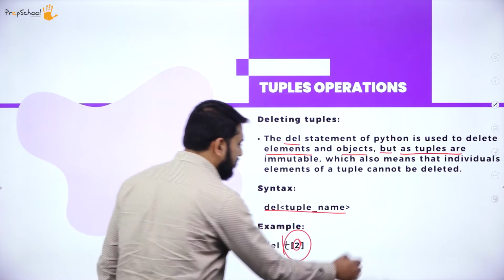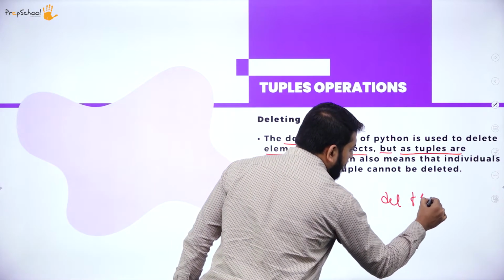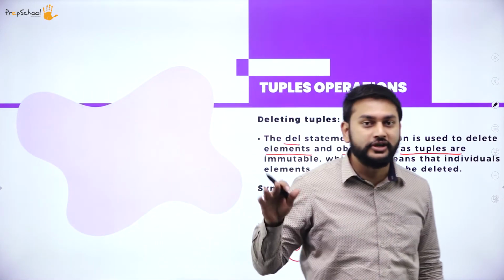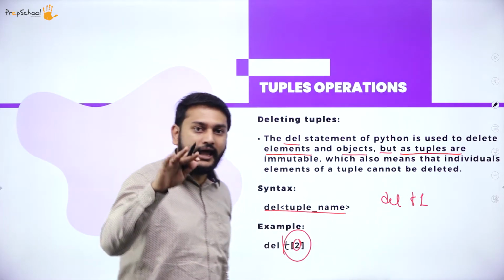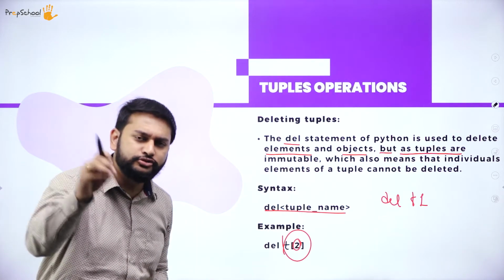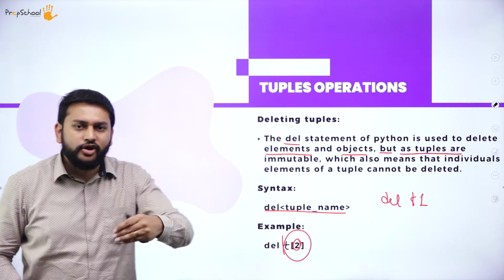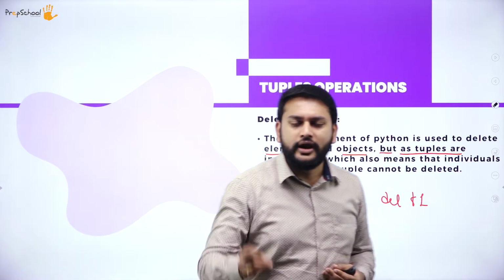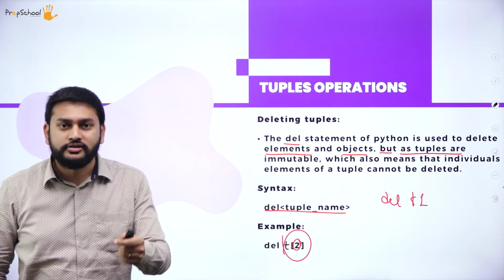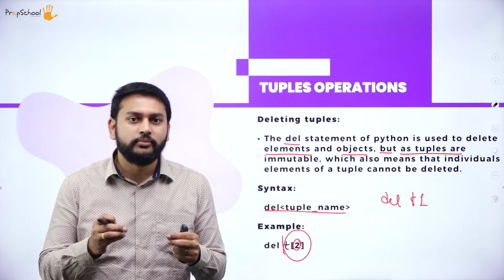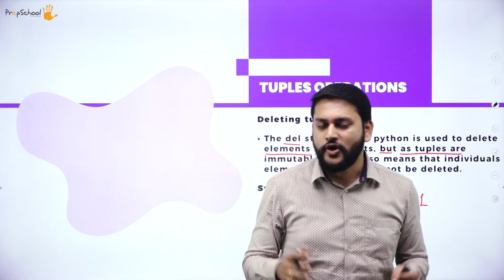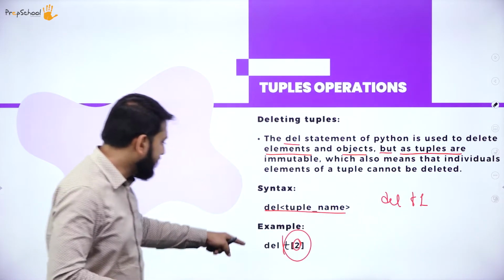So del t1. I can just delete the tuple, but I cannot delete a single element from the tuple, is what you need to understand here. With del, I can give the tuple name, which will delete the entire tuple, but I cannot do modifications by updating or deleting elements in the tuple. For example, if I need to remove one element from the tuple, I cannot delete it because it is immutable. You cannot delete one particular item in the tuple, is what you need to remember. So that's what the example says.